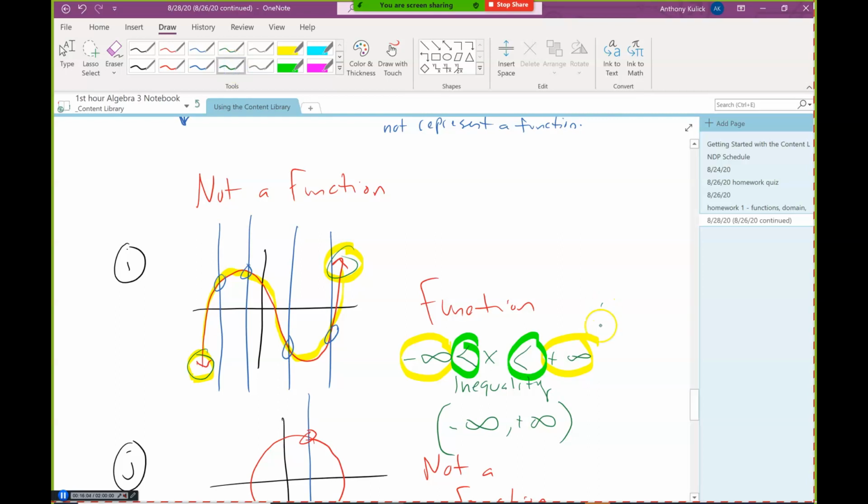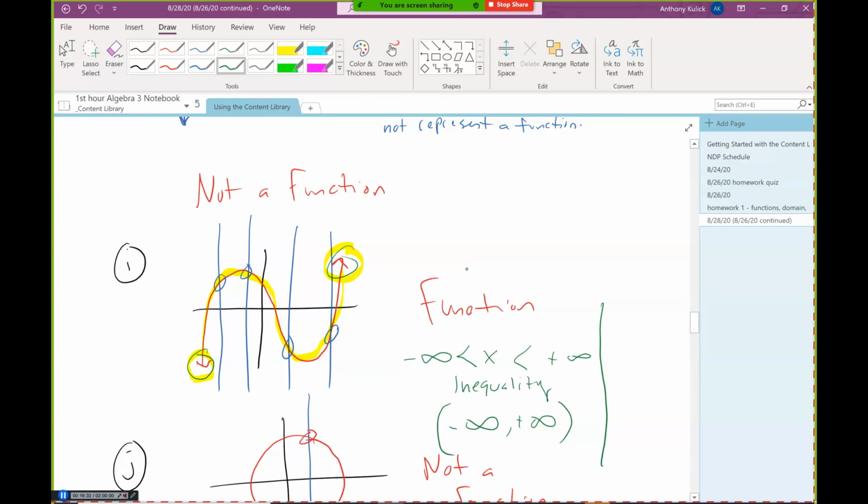To do the range, we're going to approach things the same way, but instead of identifying the point that's furthest to the left or furthest to the right, we're going to identify the point that's the lowest and highest on the graph, because the range is about the y coordinate. So we're concerned with how low and how high. Everybody's okay with that idea?